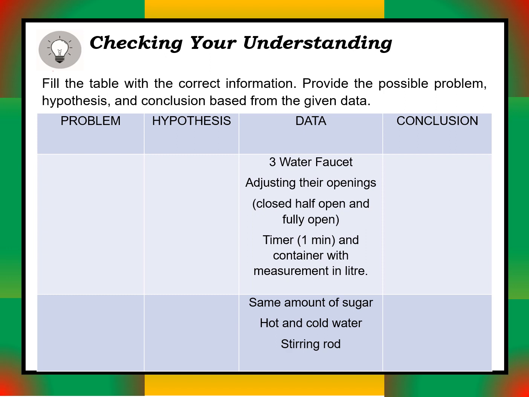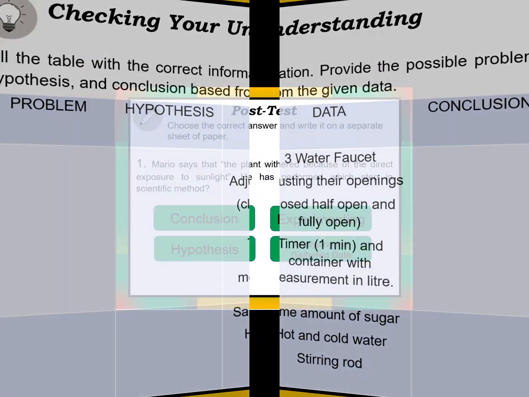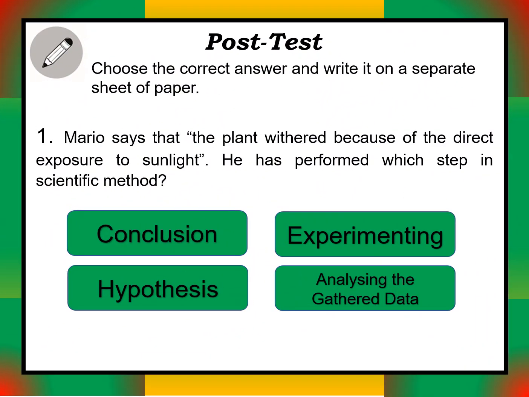So you have to think of the problem for this. Hypothesis for this. So where will you get your hypothesis? From the problem that you think of. What do you think is the possible problem for this data? The data is given to you, you think of a problem. And of course, the conclusion. So let's answer the post test. Write on a separate sheet of paper.